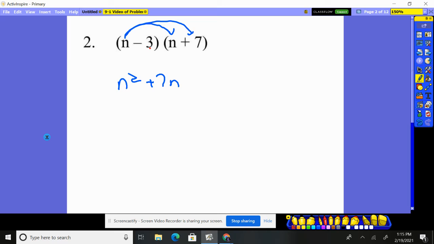Now we're going to do the 3 distribute through. Now remember, it's a negative 3. Pay attention to what's in front. So that'll be a minus 3n. And then that negative 3 times that 7 will be minus 21.